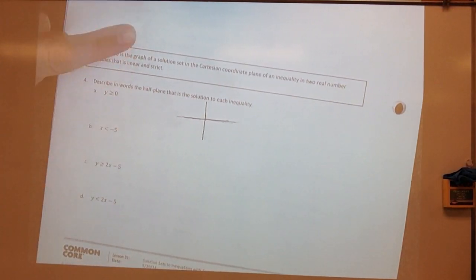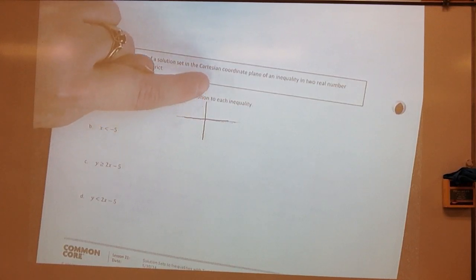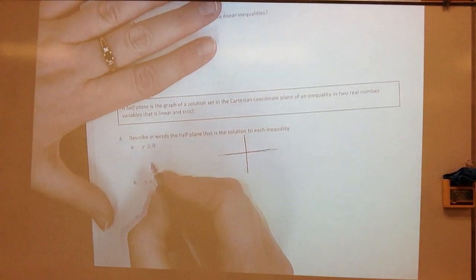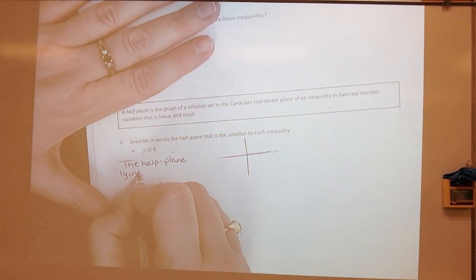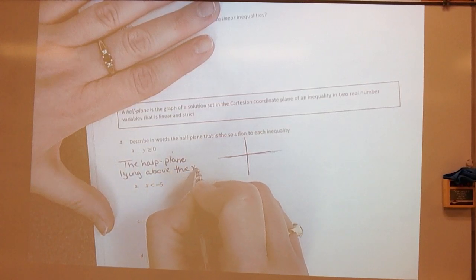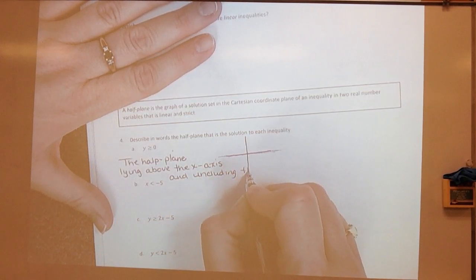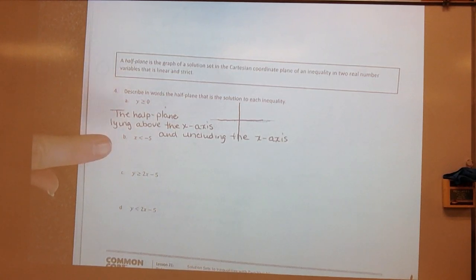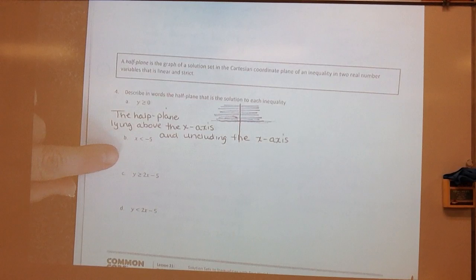But it wants to know what parts would work for this. Well, if y has to be greater than or equal to 0, then I have to be looking at everything that is above or on the x-axis. So the half plane lying above the x-axis and including the x-axis. All right. So I am looking at everything above the x-axis and including the x-axis. So I would be shading this. All right, let's look at B.